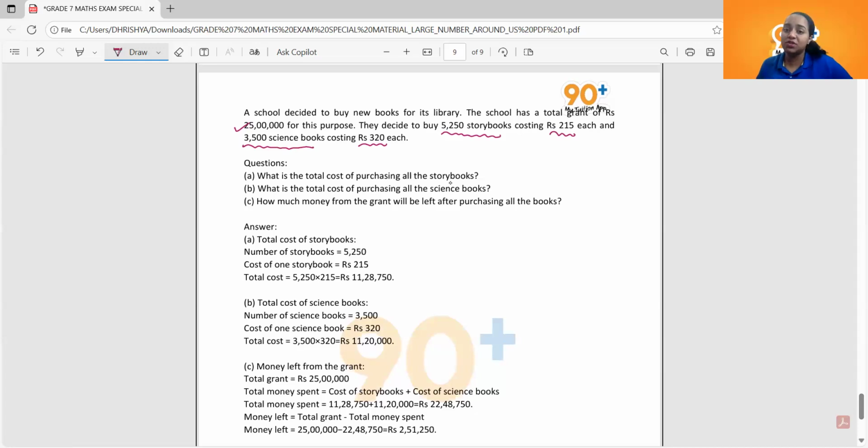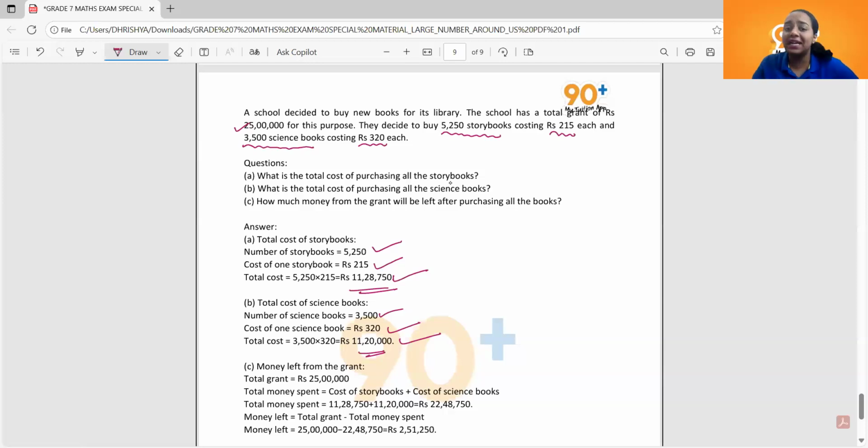So how many storybooks are bought? 5,250. One book costs 215. Multiply both, you will get the total cost of the storybooks. Now, second question. Total cost of purchasing all the science books. How many science books are bought? 3,500. How much does a book cost? 320. Multiply, you will get the answer.